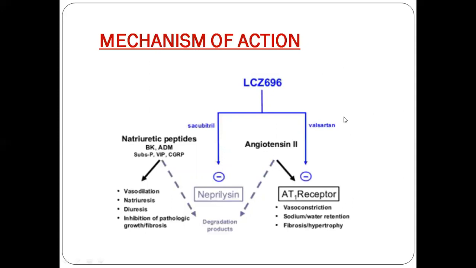So this is the overall mechanism. LCZ696 is the name which was initially used before they actually named it sacubitril valsartan. Sacubitril is a neprilysin inhibitor. This neprilysin actually metabolizes natriuretic peptides. Sacubitril inhibits this, thus natriuretic peptides are increased, causing vasodilation, natriuresis, and diuresis. And angiotensin 2 normally causes vasoconstriction, sodium and water retention. So if you inhibit angiotensin 2, the effects will be reversed, leading to vasodilation, natriuresis, diuresis, which is all useful in the management of heart failure.